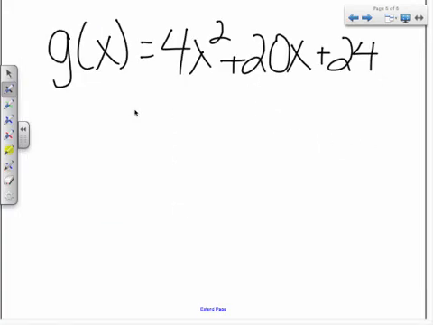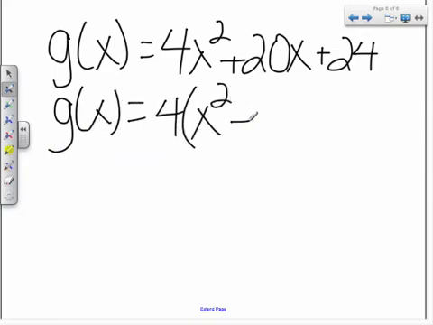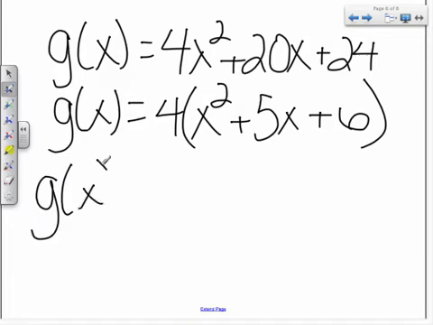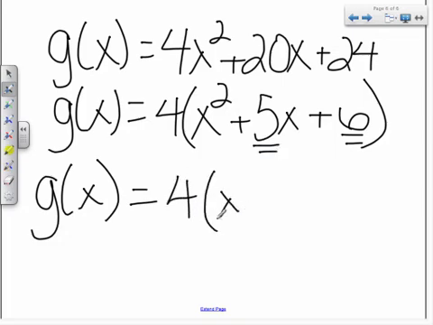Alright, so the first thing you're going to do is ask yourself, is there a GCF? The answer is yes, there is a GCF. The GCF is 4. So I'm going to factor out the 4. I end up getting x squared plus 5x plus 6. Now I'm going to look for 2 numbers that multiply together to give me 6, but add up to give me 5. A lot of people will still try to use 6 and -1, but the problem with using 6 and -1 is that it multiplies out to give you -6. The only way you can get a +6 and a +5 is if they are both positive.